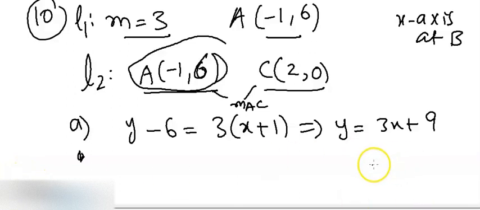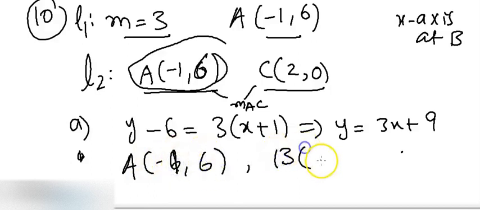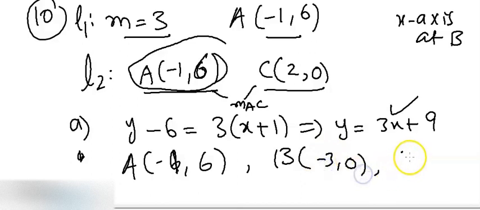So once you have these points A, B and C: A is minus 1 comma 6. B is going to be calculated from this where it meets the x-axis. So y should be 0, so it is minus 3 comma 0, and C is 2 comma 0.